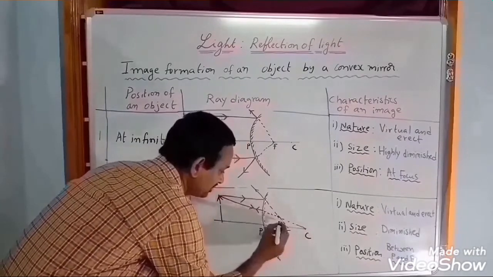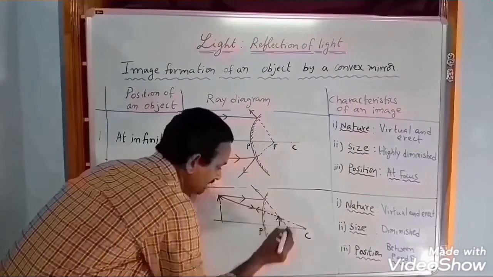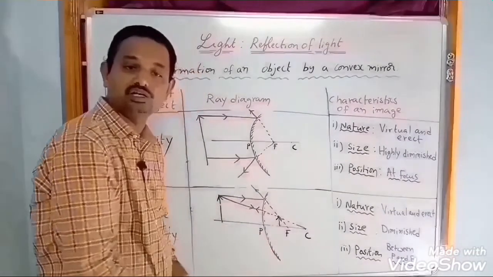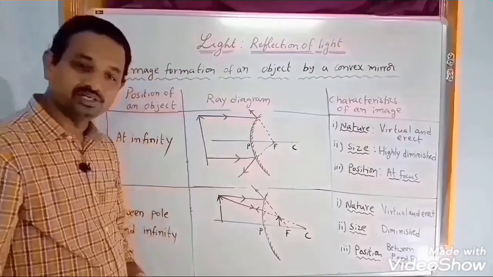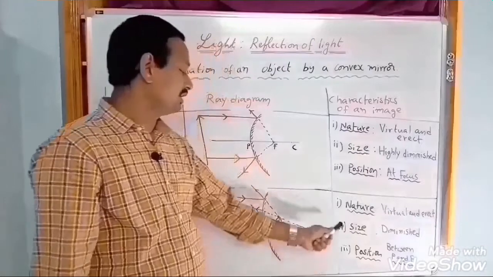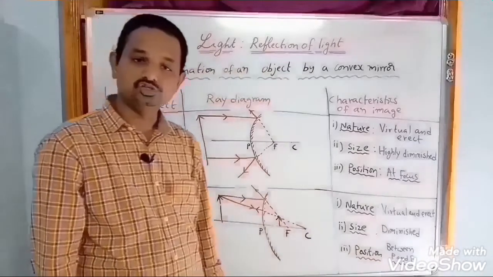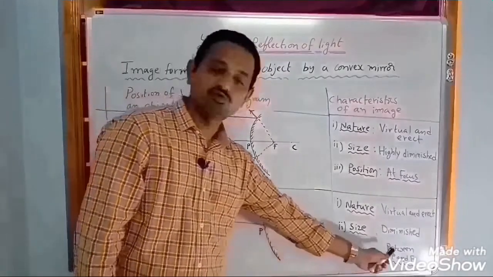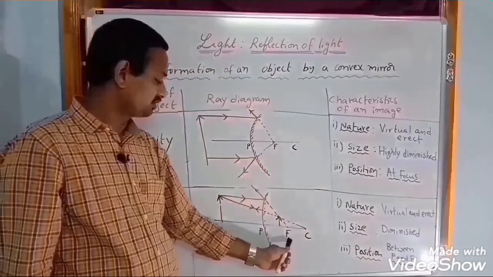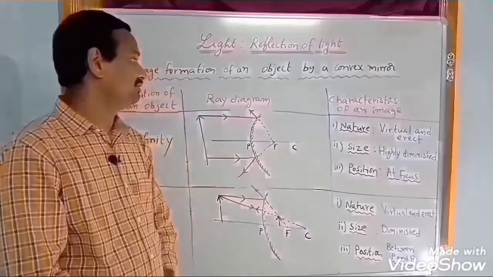Here the point of intersection of these two rays forms the image behind the mirror. Here the image is formed behind the mirror, so it is a virtual and erect image. Now, characteristics of the image. Nature, virtual and erect. What about its size? Diminished. What about the position of the image? The image is formed between pole and focus. That's about the characteristics of an image formed by a convex mirror.